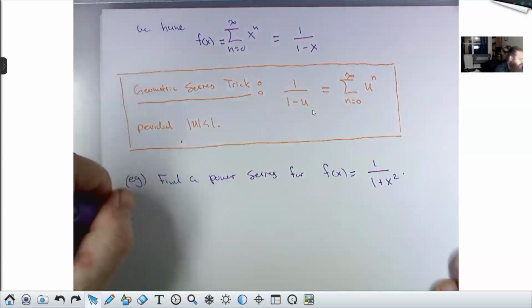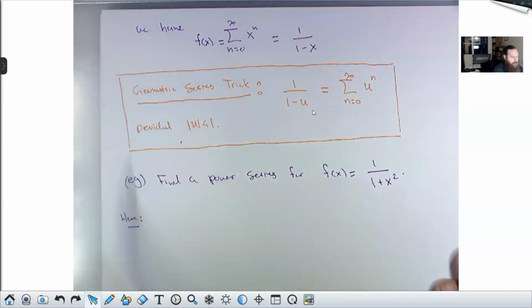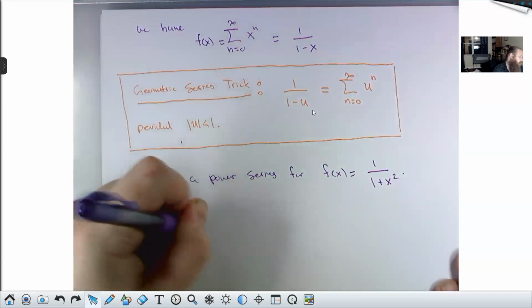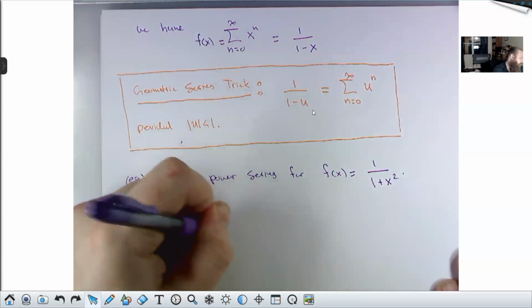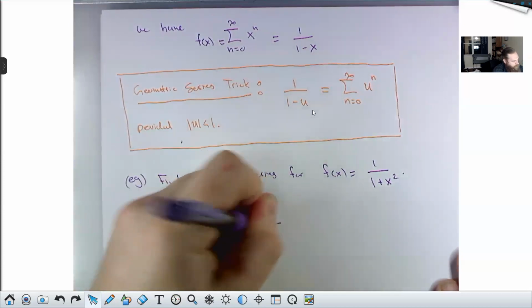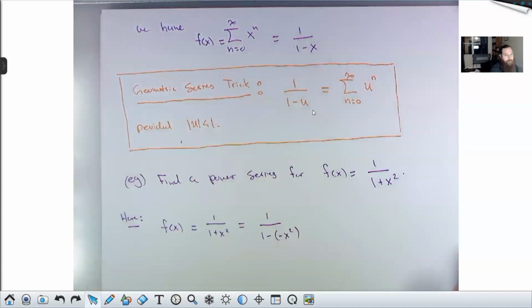Here, we use the geometric series trick. I'm going to use this trick by saying f of x is 1 over 1 plus x squared, which is the same as 1 over 1 minus the negative of x squared. Now you want to add something that's the same as subtracting the negative of that thing. Very simple algebra move. A little sneaky, maybe, kind of backwards from the normal thinking, but this is the game.